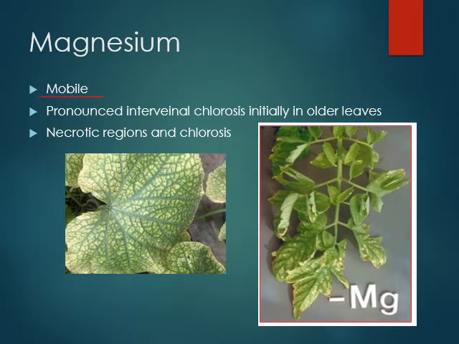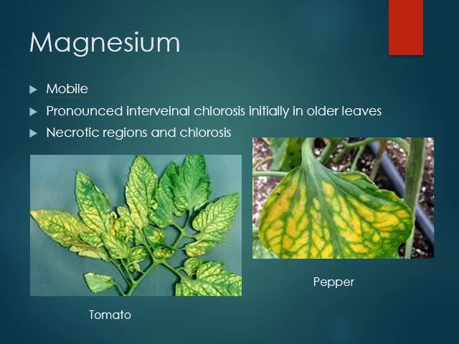Magnesium, mobile. Intervenal chlorosis, that's pretty straightforward. This is classic, what you're looking for. With peppers, same thing. Tomatoes, same thing. Intervenal chlorosis, pretty straightforward.